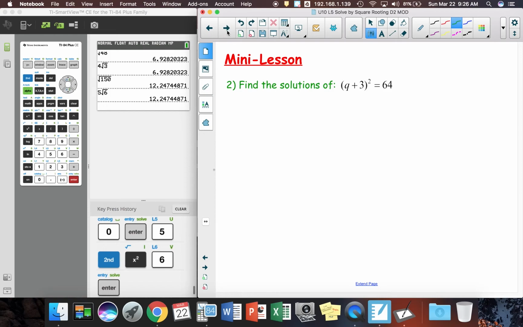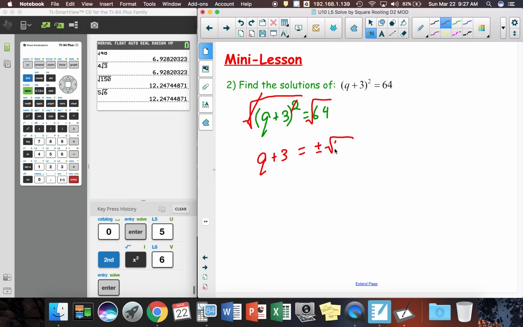Alright, moving on. So it says find the solutions. Same thing. Now this one's kind of nice. Take a look at what's going to happen here. I write q plus 3 squared, in parentheses, equals 64. Now again, everything's trapped inside of those parentheses there. So because of that, I have to take the square root first. Now something very interesting is going to happen. Cross that out, cross that out. I'm left with q plus 3 equals plus or minus the square roots of 64.